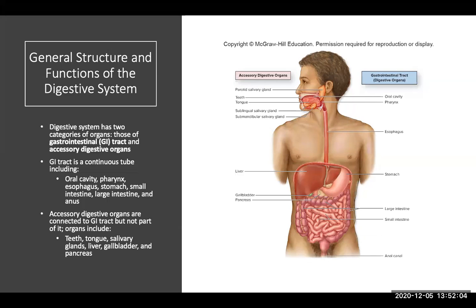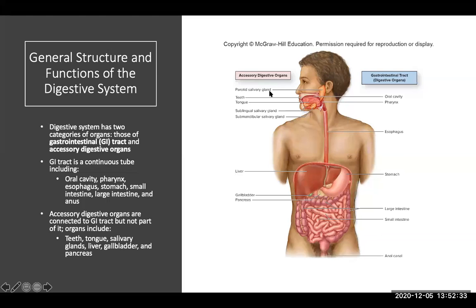So the digestive system has two categories of organs. First of all, those of the GI tract, which are listed here on the right side, and those of the accessory digestive organs. The GI tract organs are all connected with one long continuous muscular tube, and that's often called the GI tract, the gastrointestinal tract, the gut. It begins with the oral pharynx and ends with the anal canal with all the structures in between.